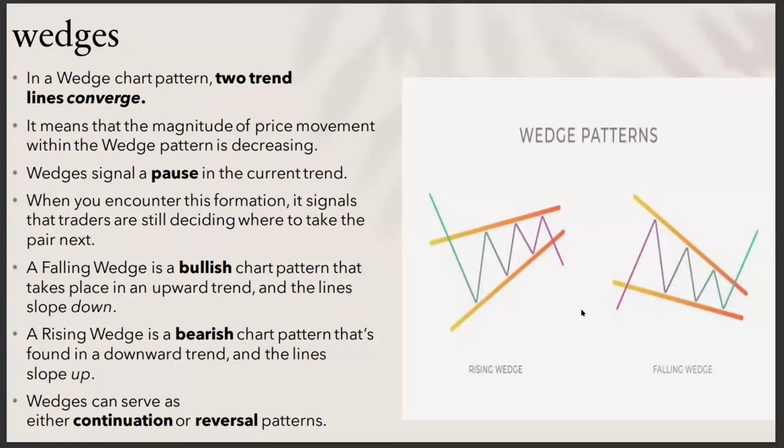What are wedges? Wedges are two trend lines that converge. For example, here you draw a trend line, and here there's a lower trend line. There's a lower low happening, and there's a higher high happening. You draw two trend lines, and this will give you a wedge. Similarly, this is a rising wedge, and this is a falling wedge.